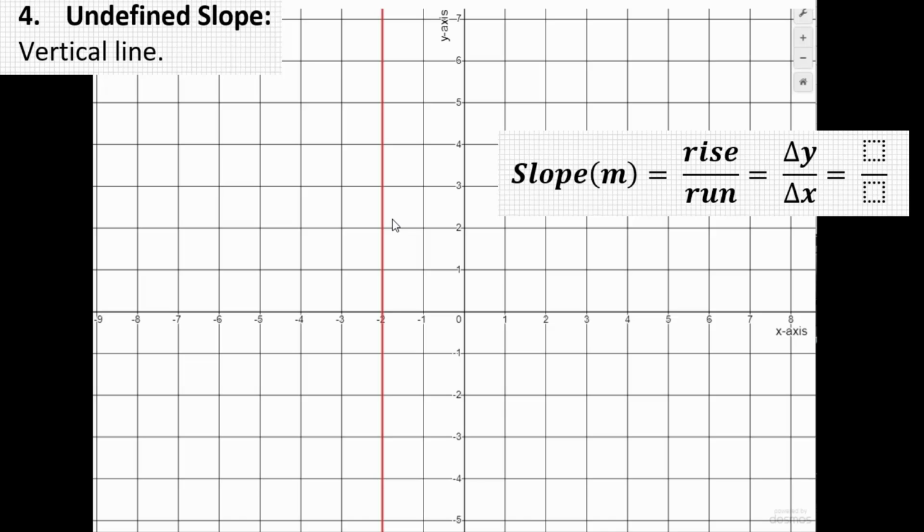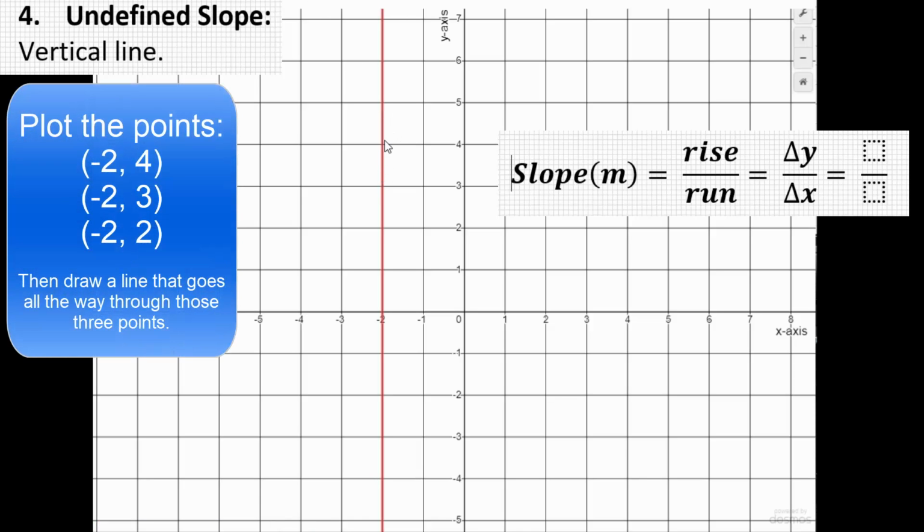Again, we look for lattice points, and again, there's lots of places here where it crosses through intersection points, so I'll just mark a few of them here. I'll start with negative 2, 4, we'll go negative 2, 3, and negative 2, 2. Again, this will work for any of the points, but these are the 3 that I'm going to use.